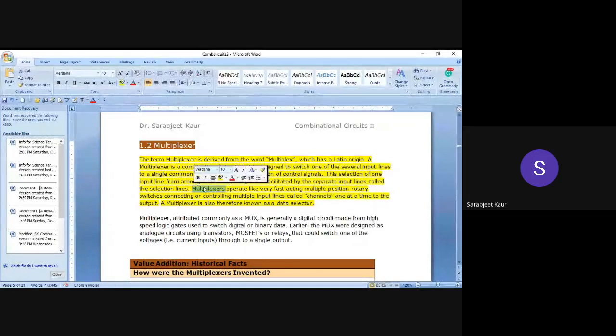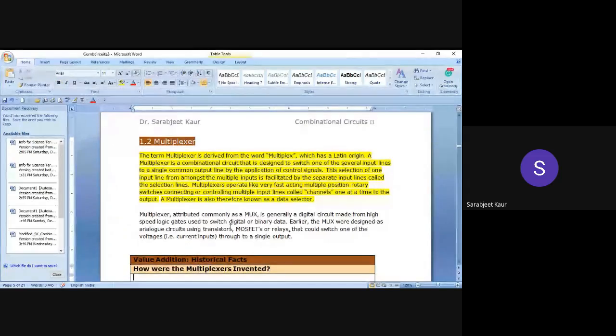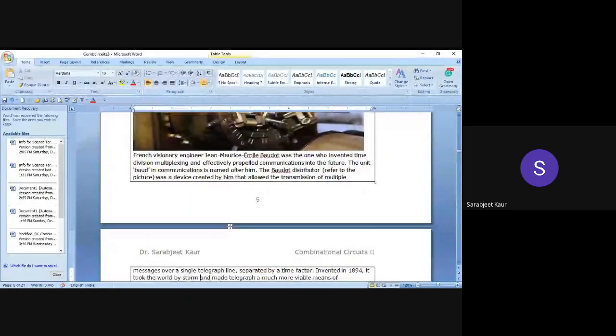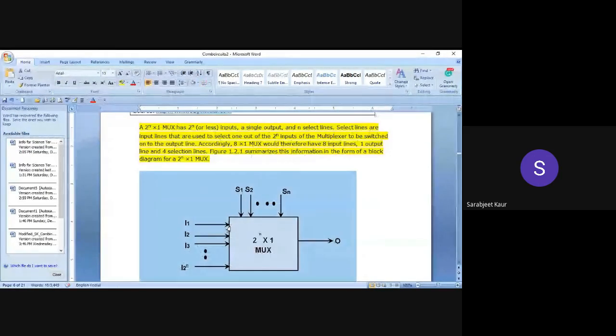Multiplexers operate like very fast acting multiple position rotary switches connecting or controlling multiple input lines called channels one at a time to the output. A multiplexer is also therefore known as a data selector, commonly abbreviated as MUX. This we can leave out here. I've highlighted what is to be read here.